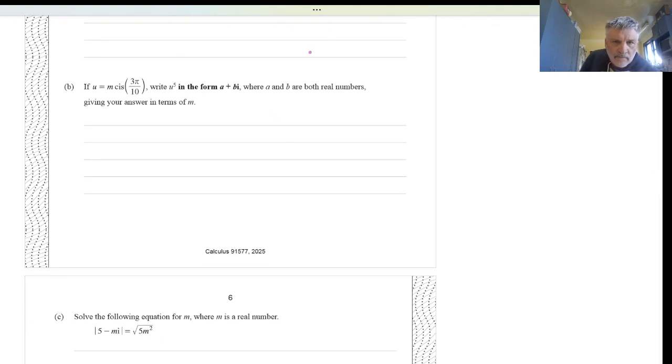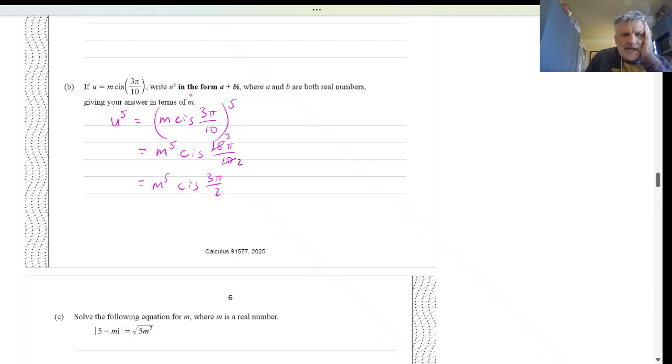B, this looks like a straightforward application of de Moivre's theorem. So U to the power of 5 is equal to M cis 3 pi over 10 all to the power of 5. And de Moivre says take this modulus and raise it to the power of 5, and take this argument and multiply it by 5. So that's 15 pi over 10, 3 5s are 15, and we can do some simplification, divide by 5, divide by 5. So we get M to the power of 5 cis 3 pi over 2.